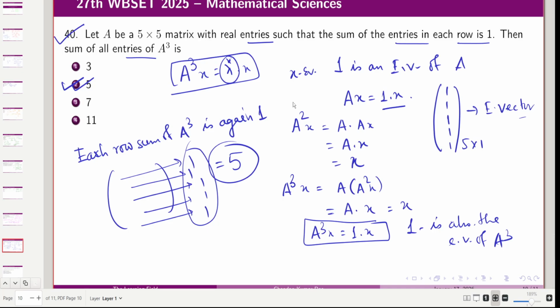Also, there is a direct formula: if this statement holds, that is the row sum is 1 and lambda is the eigenvalue, then for questions like these, where the same statement holds, what is the formula? N into lambda to the power 3, or lambda to the power that holds for this power 3. N means here 5 into 1 to the power 3 is equal to 5. This is the answer from another way.